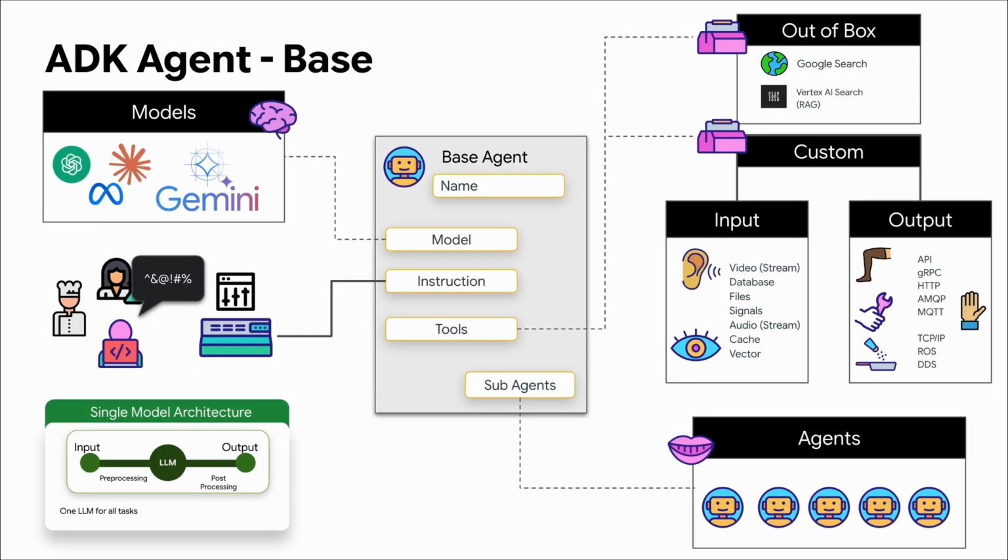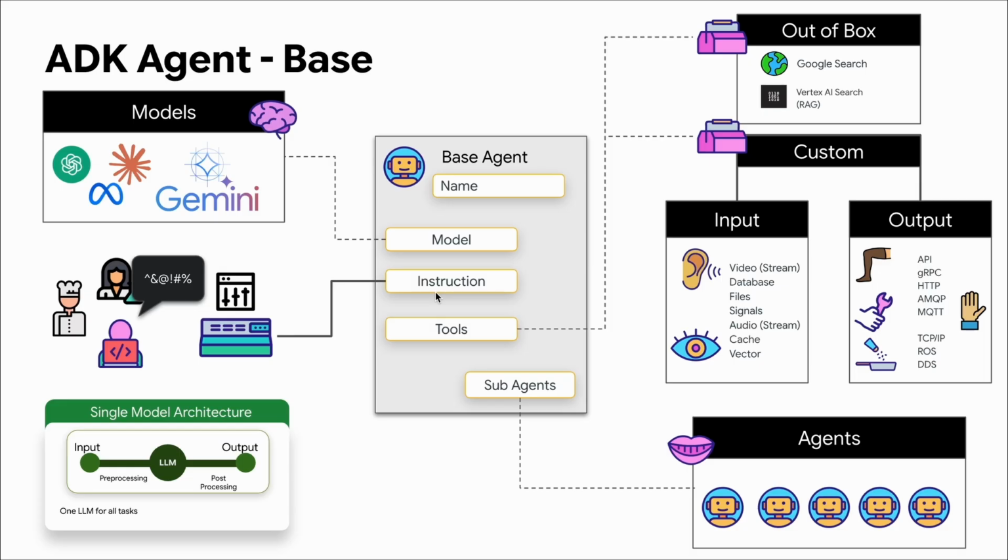This diagram once again gives you a good ADK agent base that explains to you what it takes to build an agent with ADK. You start off with a basic name for the agent, after which you select a model. Now in the models part, it's not limited only to Google models. You can use Meta, GPT, Claude, and much more. After which you give it an instruction set.